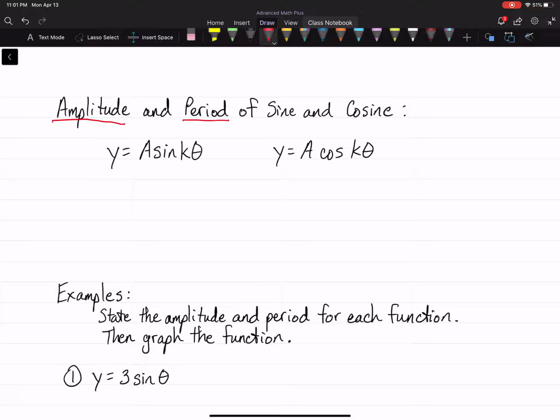So here's the equation for sine. Here's the equation for cosine. If you notice, they're exactly the same. It's just that one is sine and one is cosine. The A stands for amplitude. And your period you get by saying 2 pi divided by whatever K is. So your amplitude is A. It's very easy to find. You can just look at it. For the period, though, you have to plug into this little 2 pi over K formula. That will give you your period.